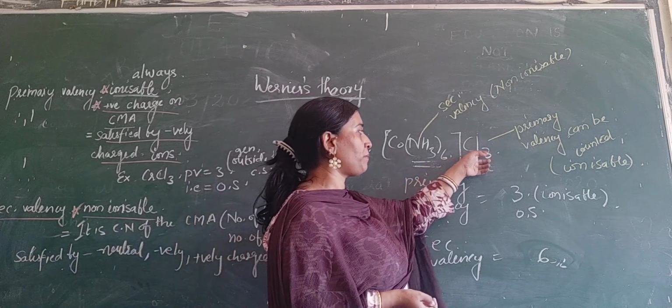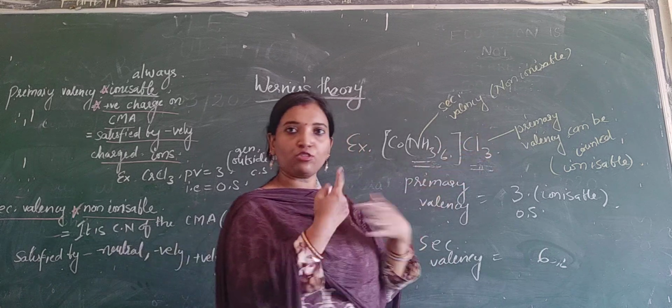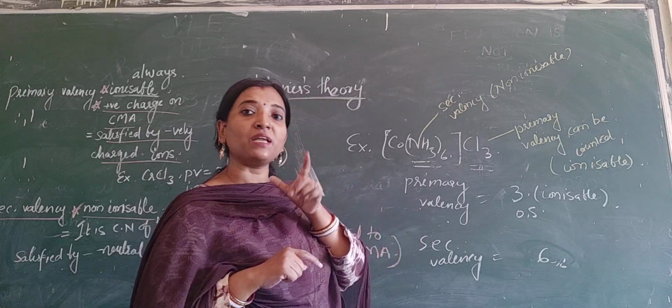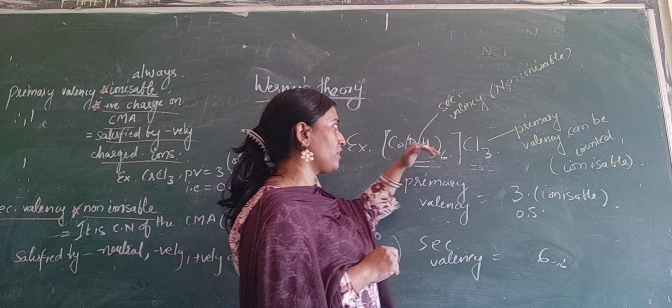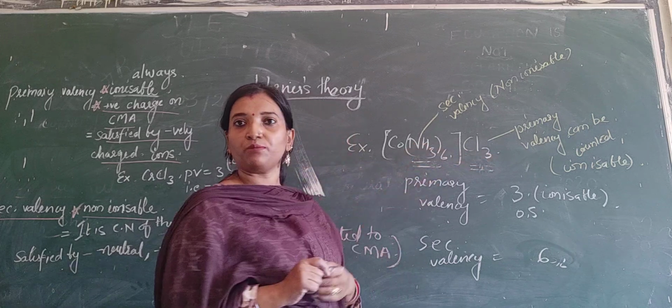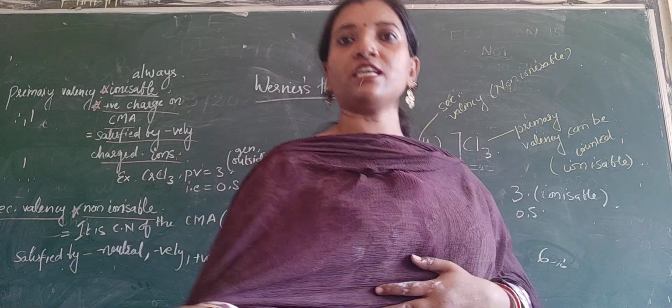तो यहाँ पे कितना हुआ प्राइमरी वैलेंसी? यहाँ पे हुआ 3. 3 आयनाइजेबल आयन है तो 3 माइनस चार्ज होगा, तो आपका प्राइमरी वैलेंसी का वैल्यू होगा +3. अंडरस्टूड? और सिंपली 3. ओके, primary valency is 3 and your secondary valency is 6. This is ionizable, this is non-ionizable. Understood? So this is all about primary valency and secondary valency.